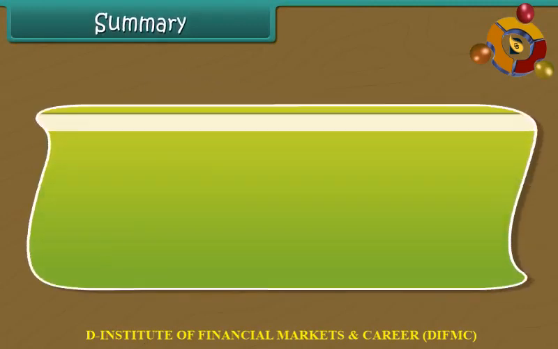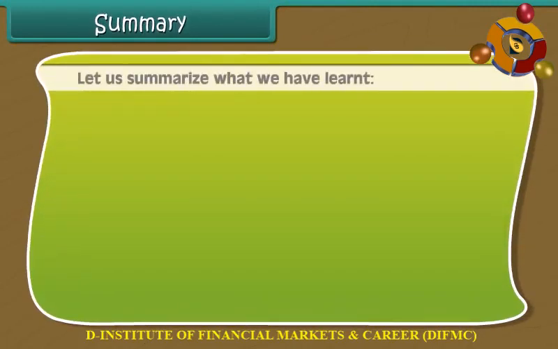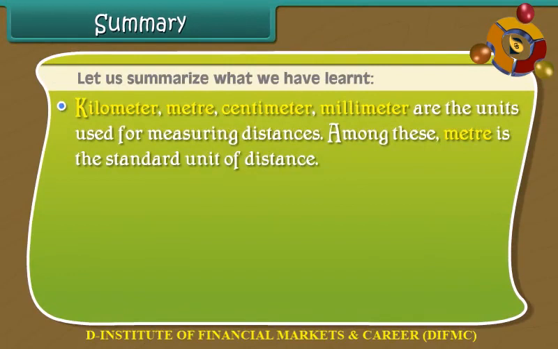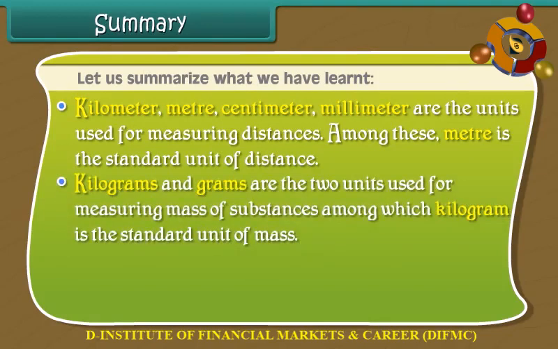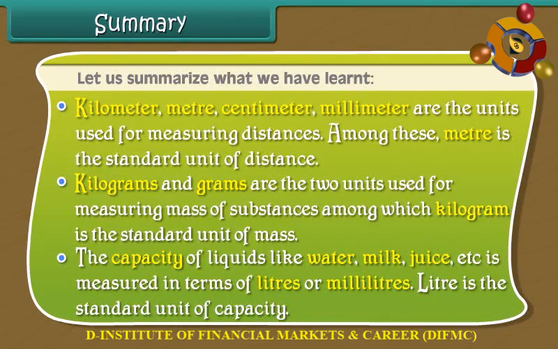Summary. Let us summarize what we have learned. Kilometer, meter, centimeter, millimeter are the units used for measuring distances. Among these, meter is the standard unit of distance. Kilograms and grams are the two units used for measuring mass of substances, among which kilogram is the standard unit of mass. The capacity of liquids like water, milk, juice, etc. is measured in terms of liters or milliliters. Liter is the standard unit of capacity.